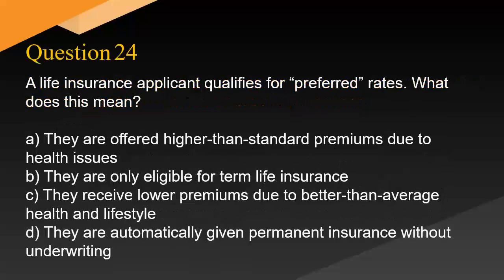A life insurance applicant qualifies for preferred rates. What does this mean? A. They are offered higher than standard premiums due to health issues. B. They are only eligible for term life insurance. C. They receive low premiums due to better than average health and lifestyle. D. They are automatically given permanent insurance without underwriting.